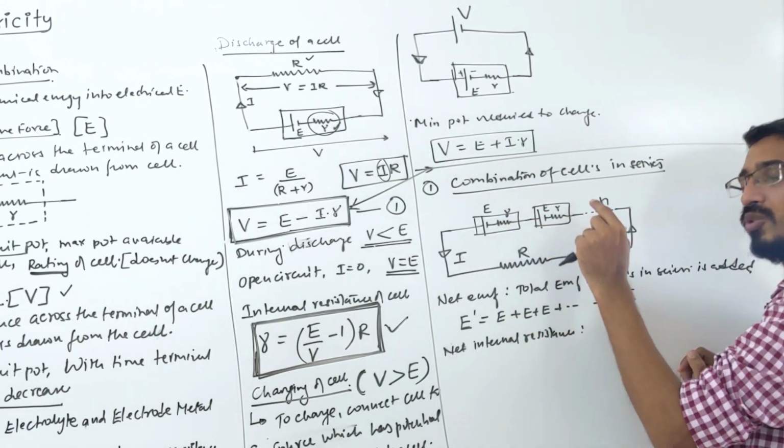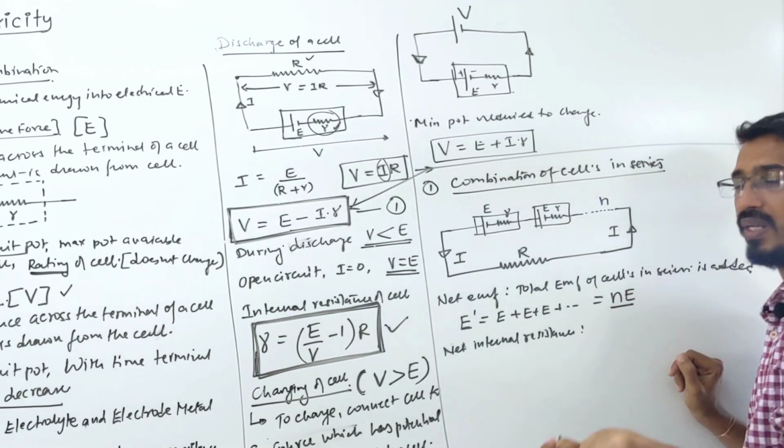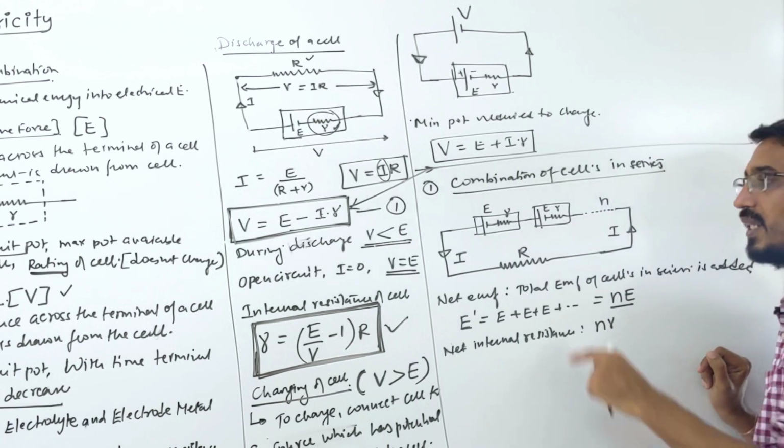Small r, small r, small r. We have all these resistances connected in series, so r plus r plus r, how many times? n times. So directly we say n into r. This is the internal resistance only.